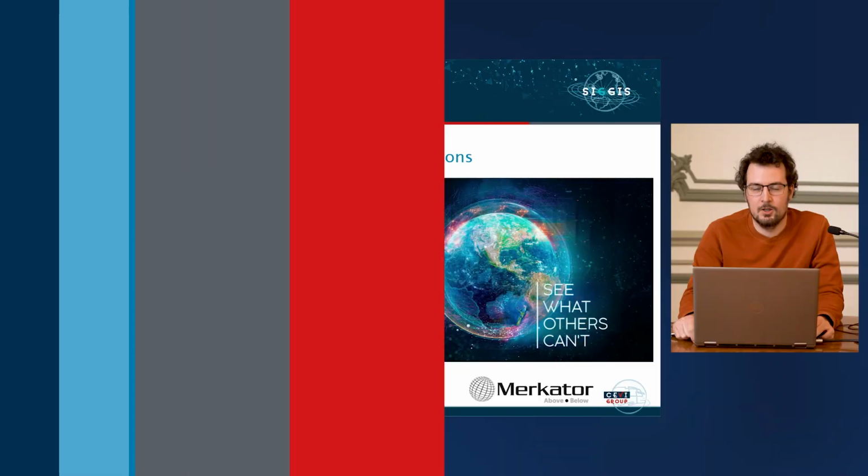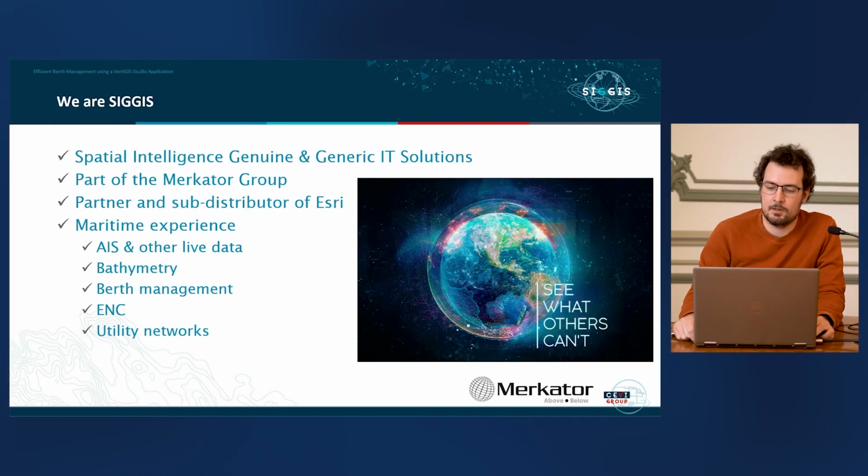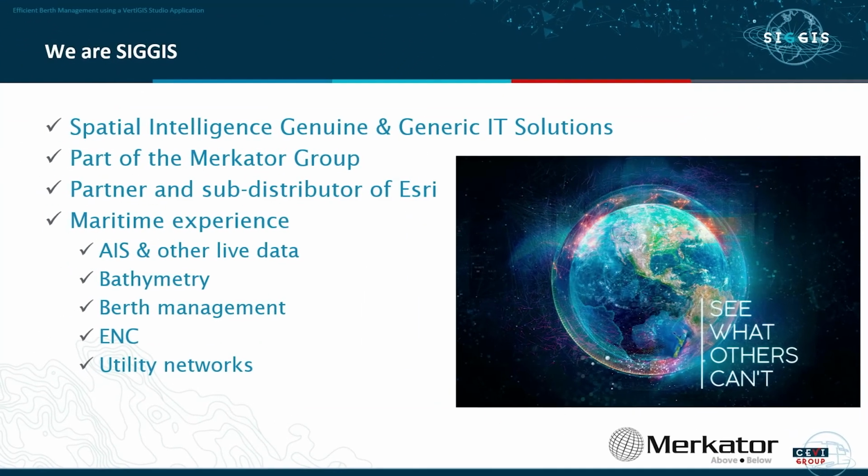I'm Ruben, GIS consultant at SIGGIS, and this is my second maritime project after researching workflows using S57 ENC data using ArcGIS products. We are SIGGIS. SIGGIS is an acronym for Spatial Intelligence Genuine and Generic IT Solutions, and recently we became part of the Mercator Group. We are a partner and sub-distributor of Esri with maritime experience, such as AIS data like maritime traffic and other live data like camera data, bathymetry, berth management, ENC data, and utility networks.